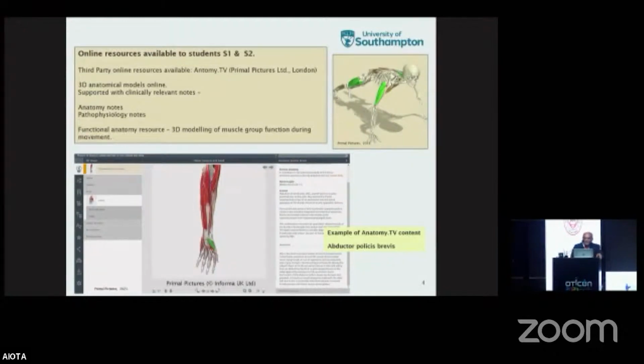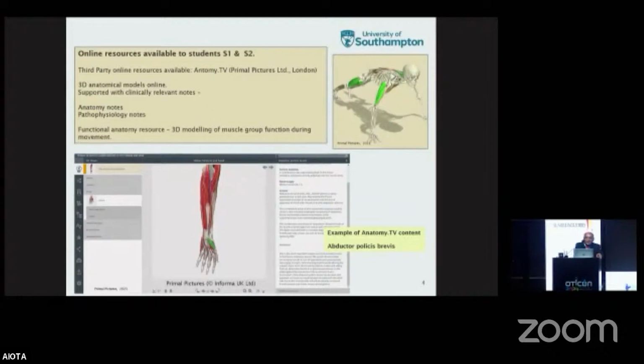Now, as you can see here, we have just shown you some of the models, and in every lab we have the 3D anatomical models online. They can look at them with clinically relevant notes. They also have anatomy notes and pathological slides. At the same time, we show them the practical anatomy resources, where they can see the muscle groups and their functioning. All this is available on the Anatomy TV content.